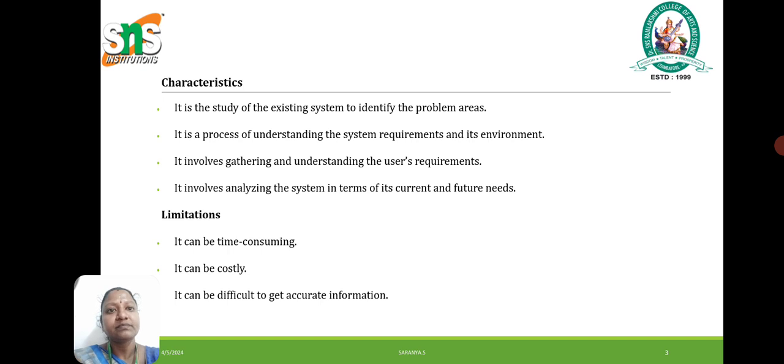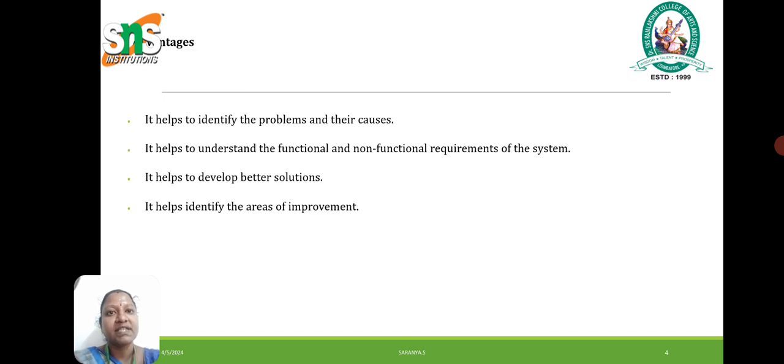Characteristics: it is a study of the existing system to identify the problem areas. It is a process of understanding the system requirements and its environment. It involves gathering and understanding the user requirements. It involves analyzing the system in terms of its current and future needs. Next is limitations. It can be time consuming, it can be costly, and it can be difficult to get accurate information. Next one is advantages.